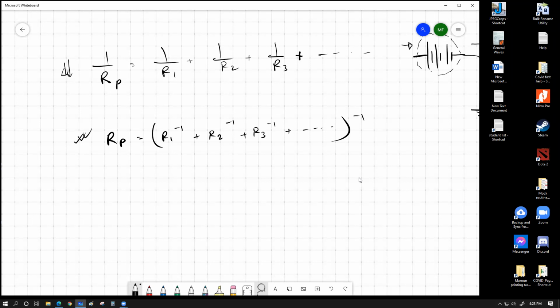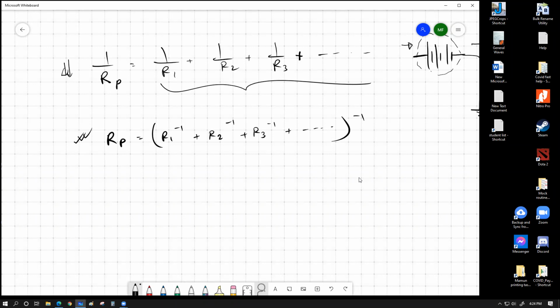Because whenever the kids are trying to calculate the combined or equivalent resistance of a parallel combination in their exams, in many cases, they do this part. They do the 1 by R1 plus 1 by R2 plus 1 by R3. But what is important, this sum is not the combined resistance of the parallel combination. This is the inverse of the combined resistance of the parallel combination. To get the parallel combination, you have to once again invert it.